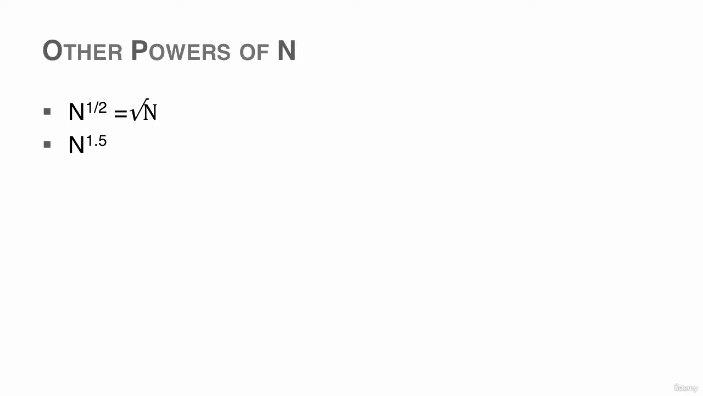For example, some algorithms have order n to the 1/2 behavior. N to the 1/2 is the same as the square root of n. The behavior of other algorithms might involve strange powers of n, such as n to the 1.5. In general, for powers of n, the bigger the power, the faster the function grows as n increases.